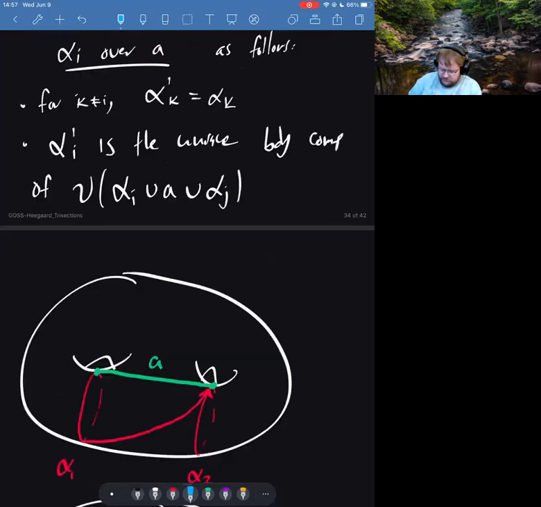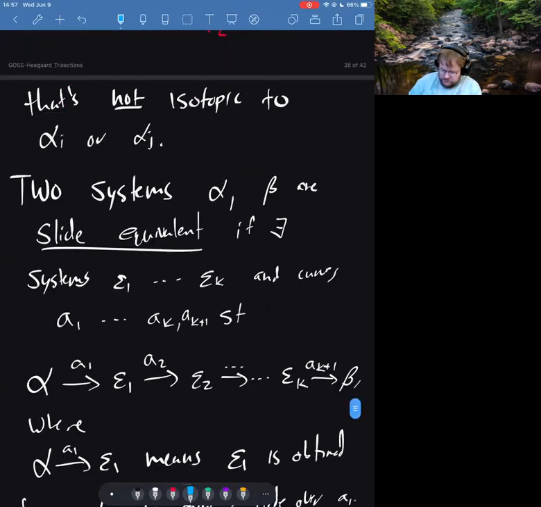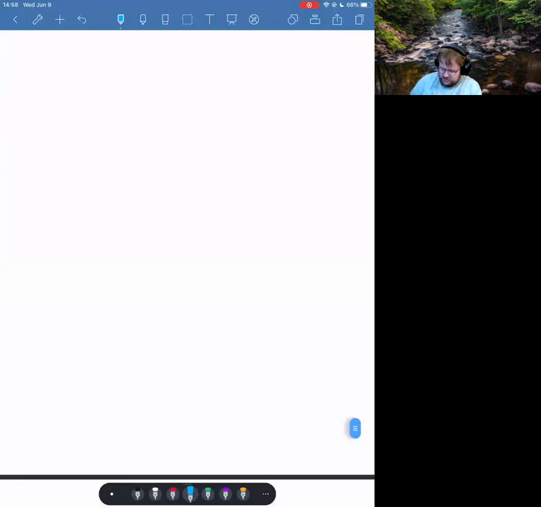I'm going to skip over handle slides because we just do not have time. I want to get to the trisection picture if this ever loads.